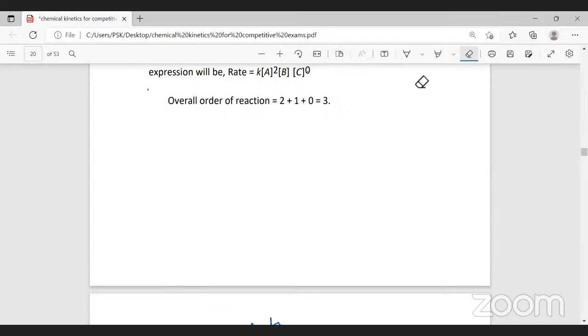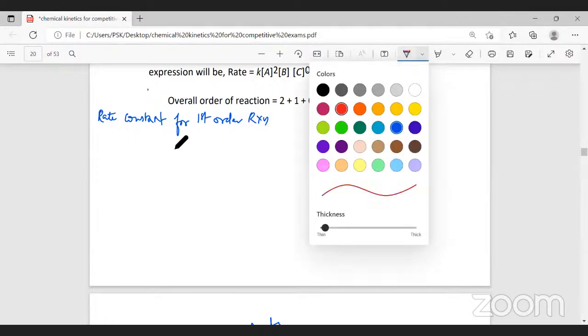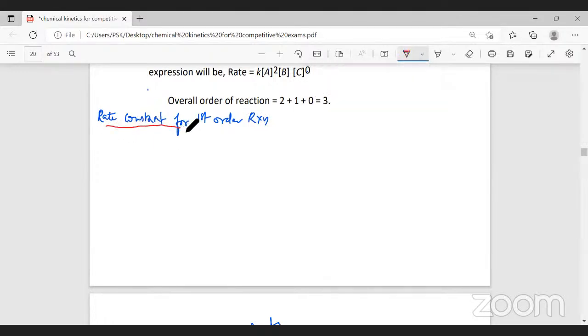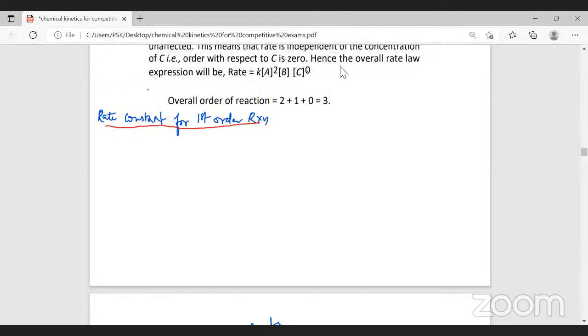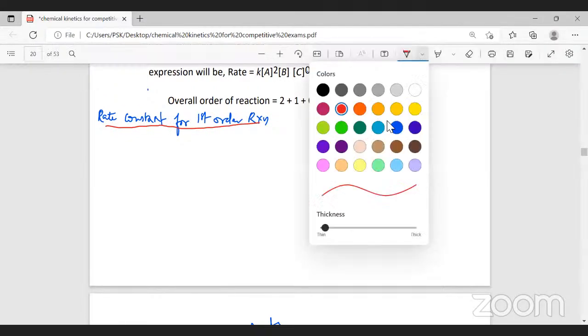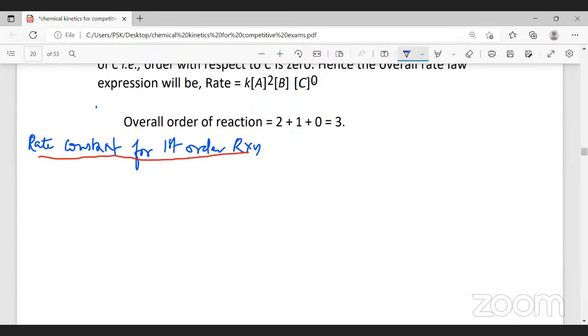We are trying to derive the rate constant for what? First order reaction. We are deriving the rate constant for what order reaction? The first order reaction. Right. Students, are you following? Yes, sir. Now we will derive the rate constant for a first order reaction.